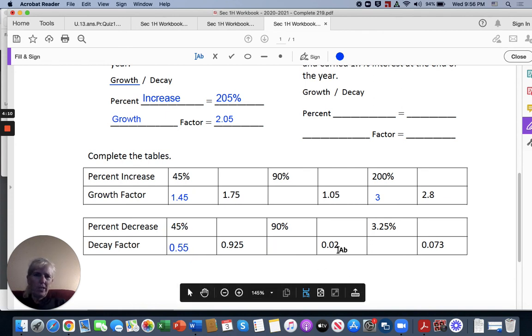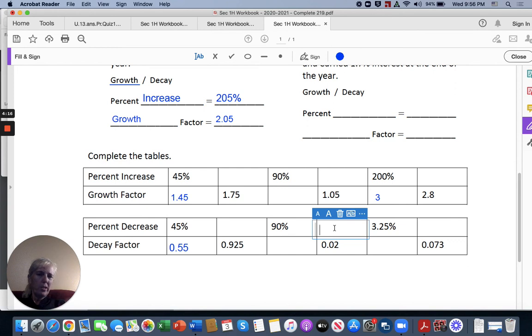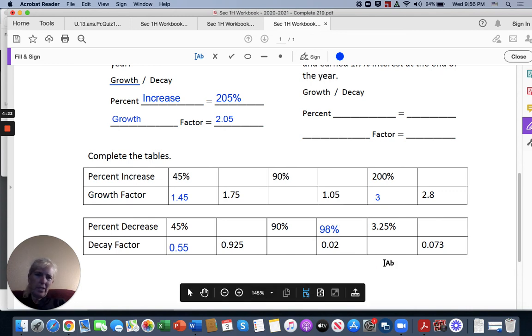Let's see if we have 0.02 here. That's going to mean I need 0.98 to make it to 1.00 or 100%. So then that's going to be a 98% decrease.